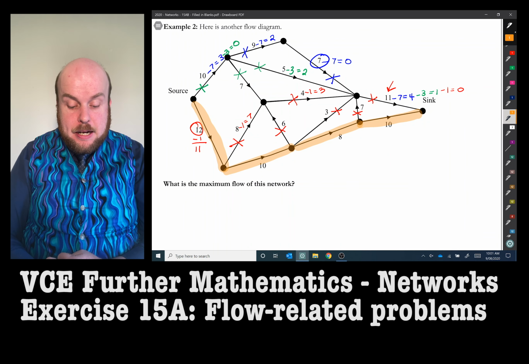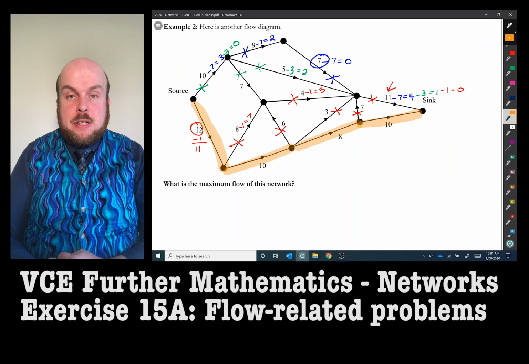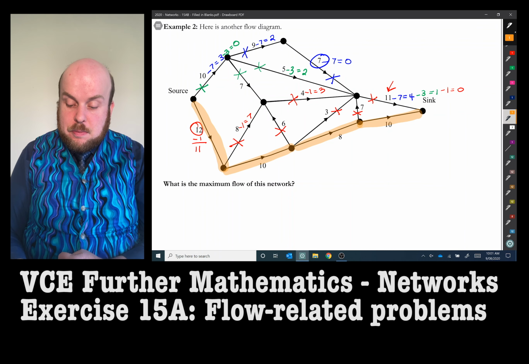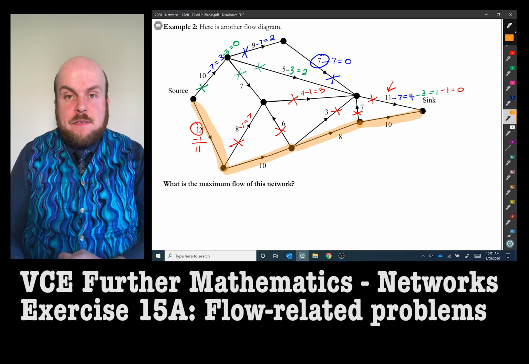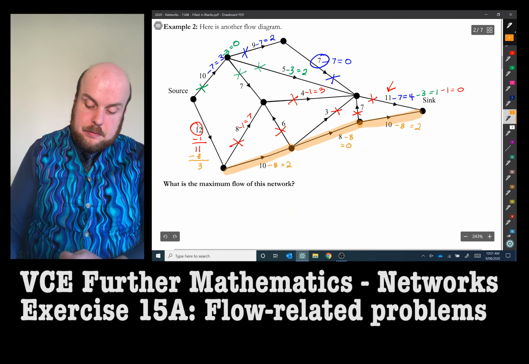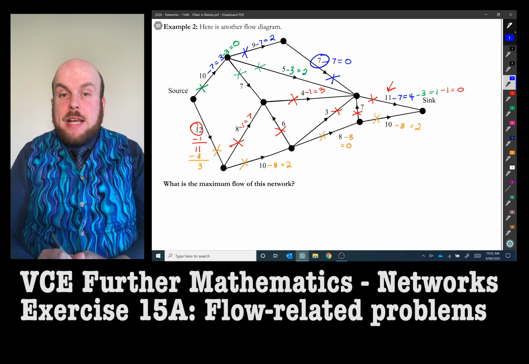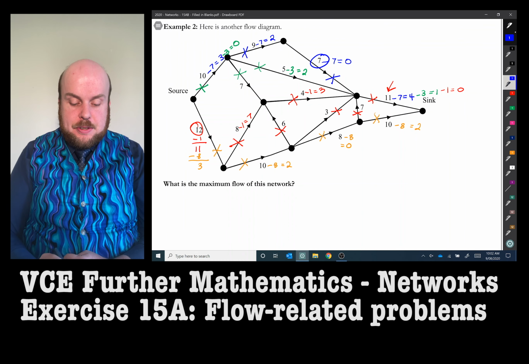So in this last path, we've got 11, 10, 8, and 10. Remember, the 11 was because we subtracted 1 from earlier. The smallest edge is 8, so we should subtract 8 from each of these. So we have now eliminated all of the edges.